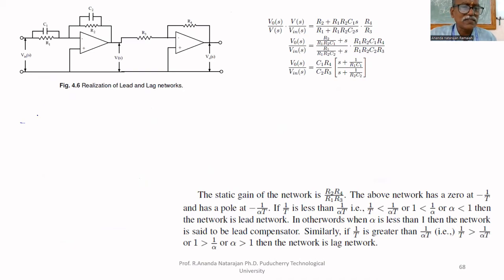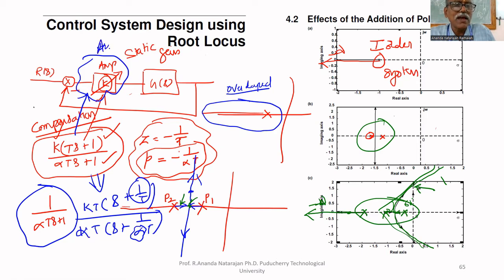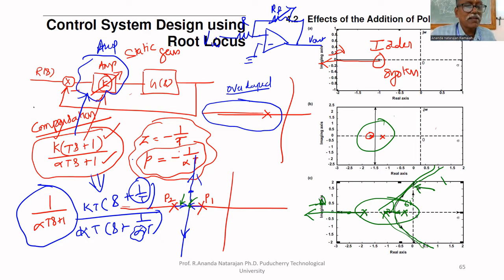So how to construct this? What is this? This is an amplifier. If you increase this feedback resistance, the gain can be adjusted. This is V in, this is V out. So like this, if you put a simple amplifier in place of K, you can vary the location of poles, but on the root locus only. But if you include this system, you can modify the root locus itself.